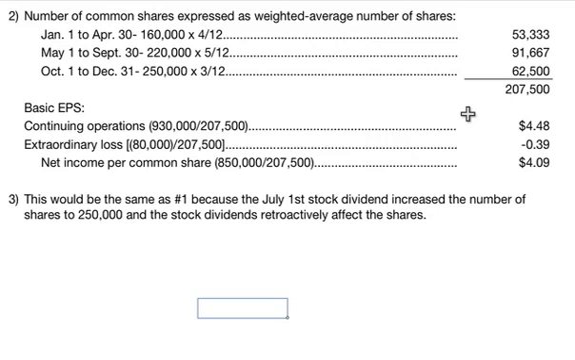So we go back to the income numbers, and from continuing operations, 930,000 divided by 207,500 equals $4.48. The extraordinary loss, 80,000 divided by 207,500, gives you a loss of 39 cents a share. Then you have the net income per common share, 850,000 divided by 207,500. That gives you $4.09.